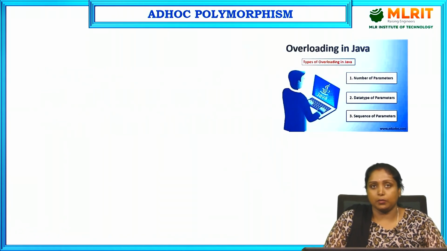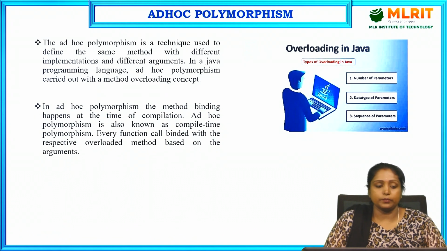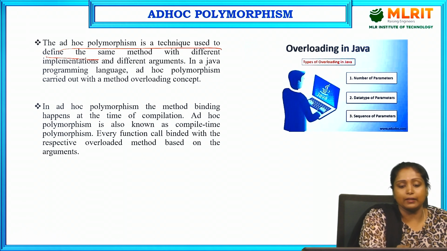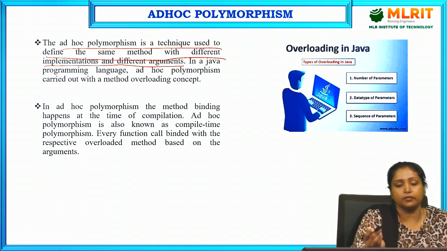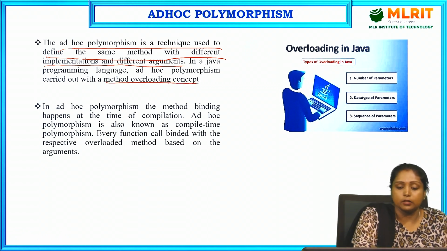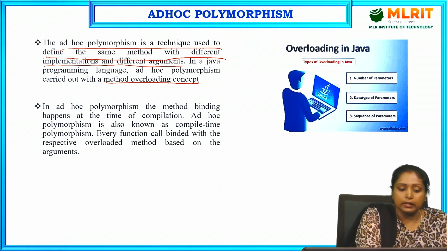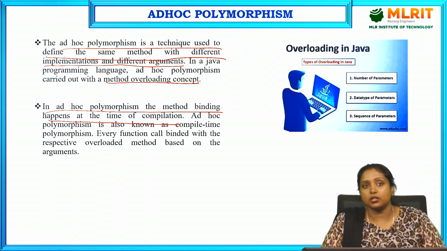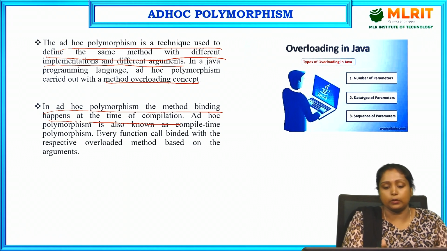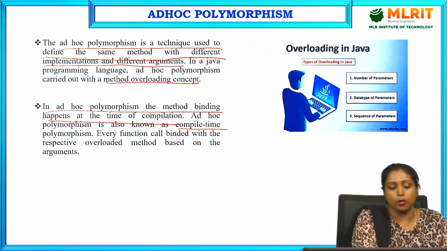Coming to ad hoc polymorphism. What is ad hoc polymorphism? The method overloading and ad hoc polymorphism are the same. Ad hoc polymorphism is a technique used to define the same method with different implementations and different arguments. In Java, ad hoc polymorphism is carried out by the method overloading concept. Here the method binding happens at the time of compilation, so it is also known as compile time polymorphism.